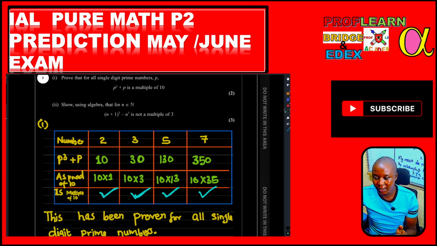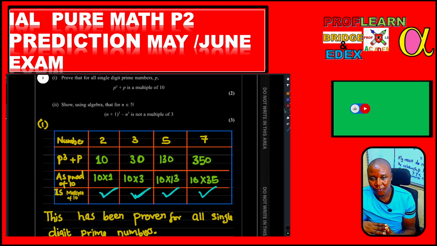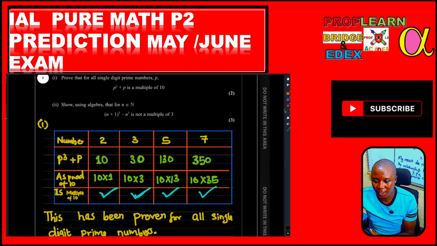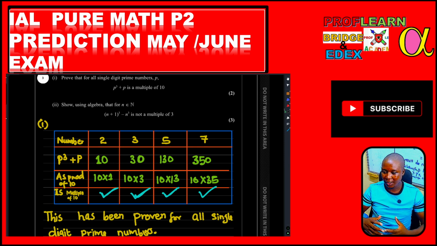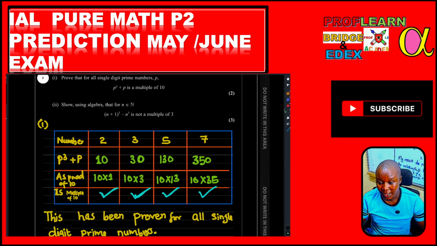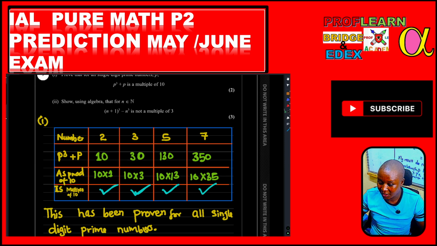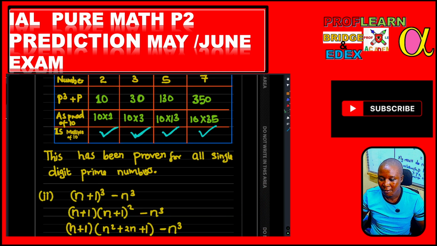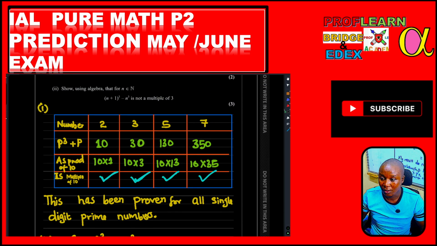You can see in this case that we have multiples of 10, because if you express them as products of 10, we have 10 times 1, 10 times 3, 10 times 13, and 10 times 35. So the numbers we have gotten are multiples of 10. Then we can draw a conclusion, after using those examples, that this has been proven for all single digit prime numbers. Therefore that statement is true.